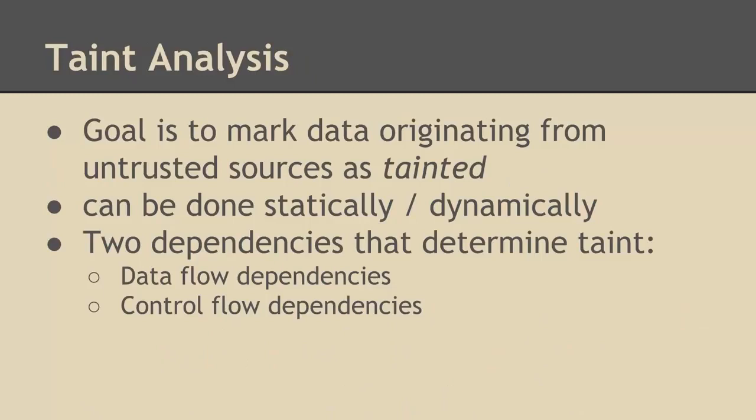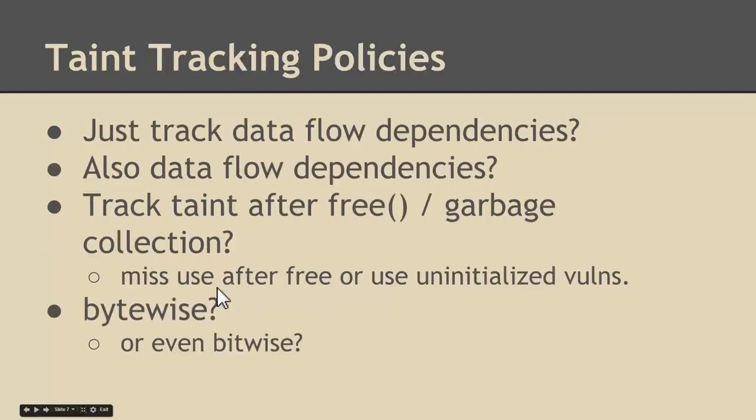So the overall goal of taint analysis is to mark data originating from untrusted sources as tainted. So in general, all user input is marked as tainted because it could also be attacker input. And this can be done either statically or dynamically. And there are two types of dependencies that determine the taint of memory space: the data flow dependencies and control flow dependencies.